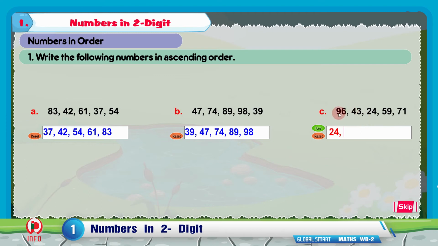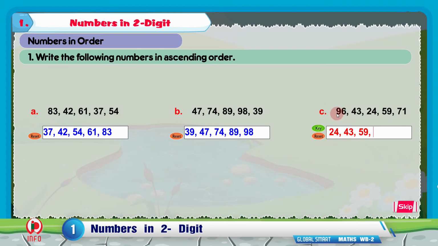Then the remaining are 9, 4, 5, 7. So among these 4 is the smallest number. So we will write the 43 as the next number. Then the remaining numbers are 96, 59, 71. So 9, 5 and 7. These three numbers we have to compare. So 5 is the smallest of all these three. So 59 is the smallest of all.